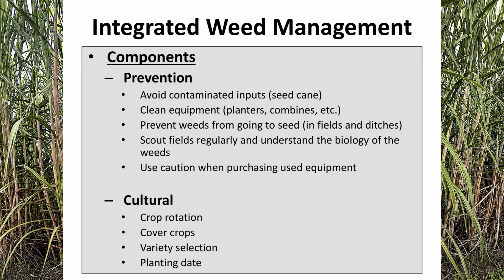Some components of that, prevention: avoid contaminated inputs. If you're cutting cane for seed and it's a weedy field, that's something to keep in mind, that you could spread weeds from that field you cut for seed and then plant. Clean your equipment, your planters, your combines. Just be aware of weedy fields. Prevent weeds from going to seed in the fields, ditches, headlands. Scout fields regularly and understand the biology of the weed. That's very important. Use caution when purchasing used equipment.